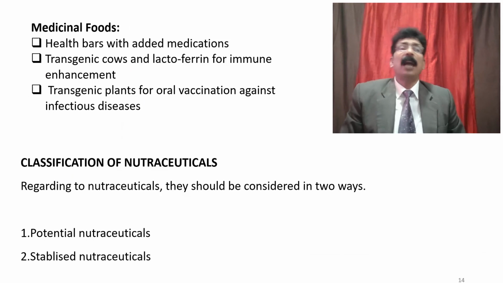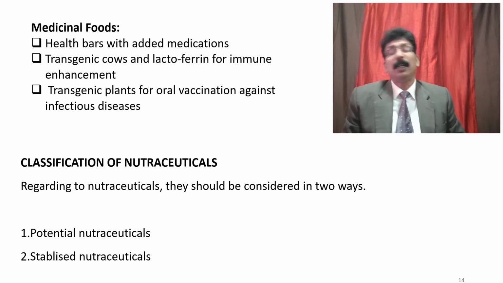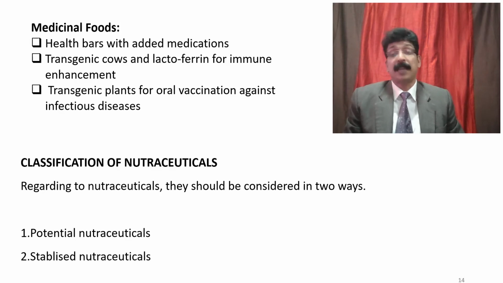So medicinal foods: health bars with added medications are also available, transgenic cows and lactoferrin for immune enhancement, transgenic plants for oral vaccination against indigenous diseases. This can also be produced. Now nutraceuticals can also be classified into two: potential nutraceuticals and established nutraceuticals. Nutraceuticals can be considered in these two ways.